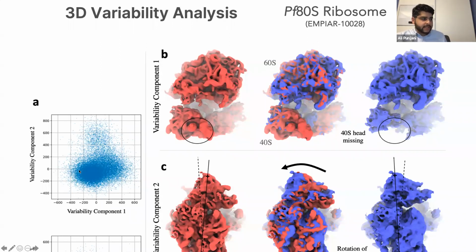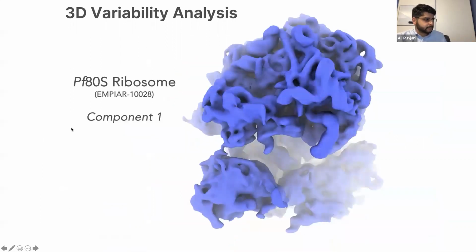So what we've done is we take the basic electron density structure and add -400 times the first variability component, and then generate volumes along this dimension all the way to +400. That gives us a sampling of volumes in the family that we're describing with 3D variability analysis.